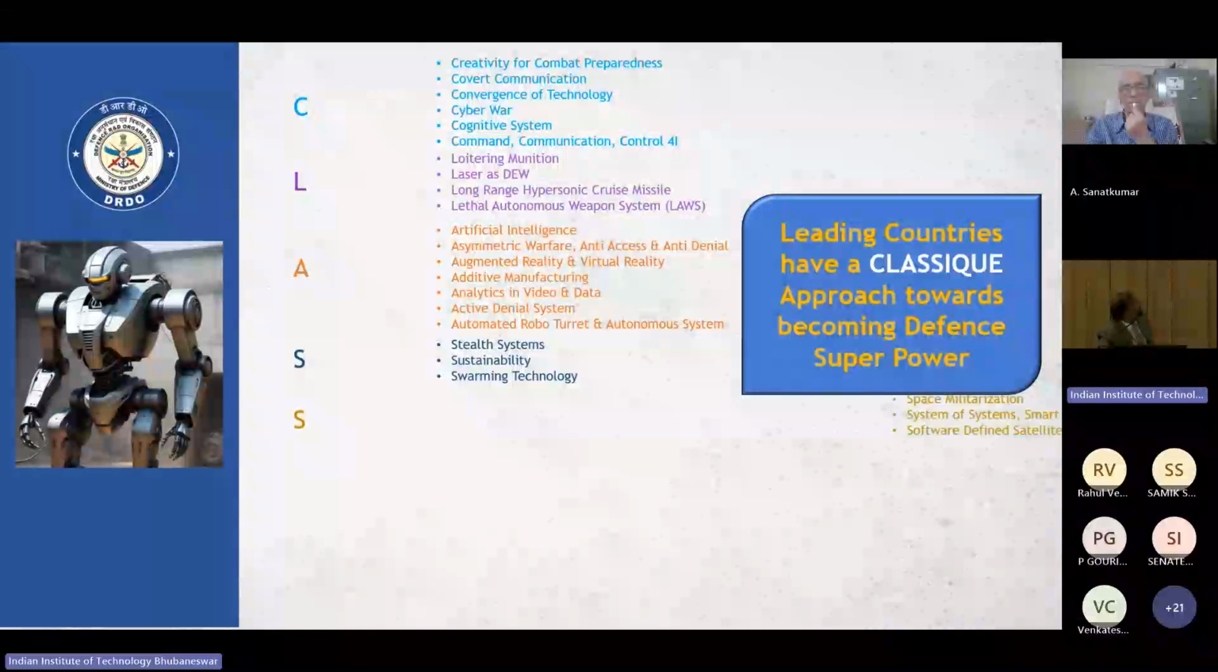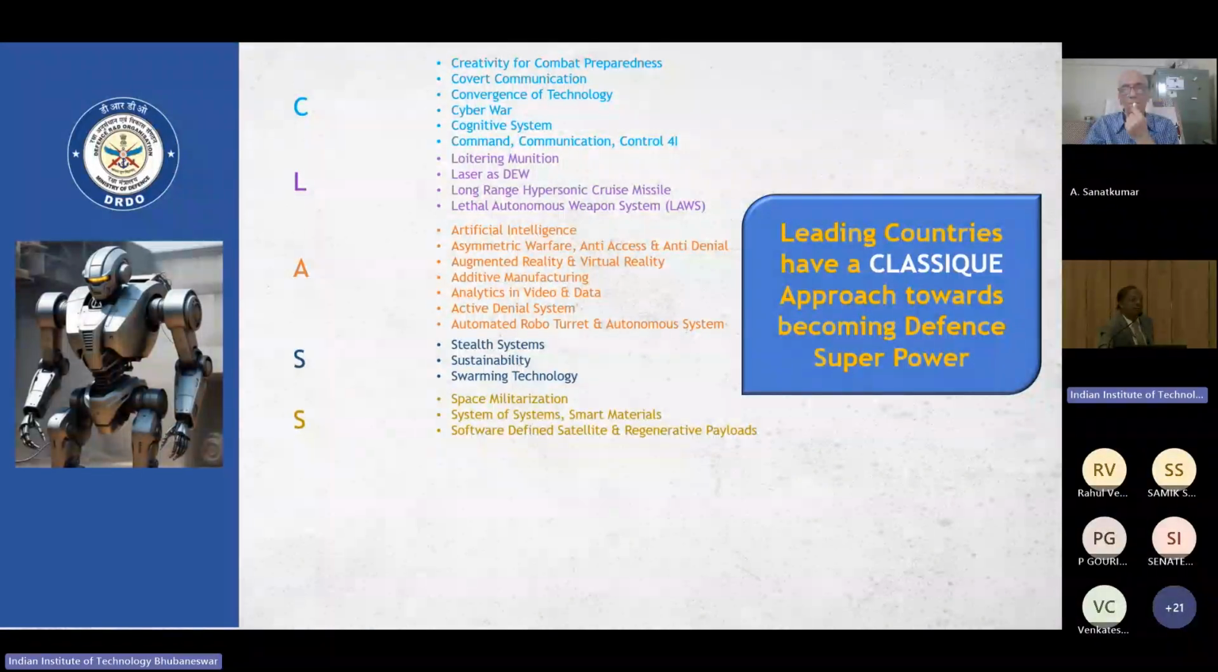What does the next S stand for? Space militarization. I explained that just now. The future war is going to be the space war. System of systems is going to be the war of the future. A single radar or a single missile will not work. Your famous Iron Dome, which you talk about, Raksha Kavach, which I was explaining, is a system of systems.